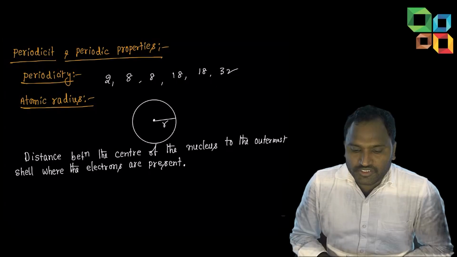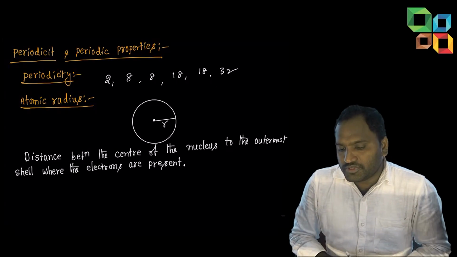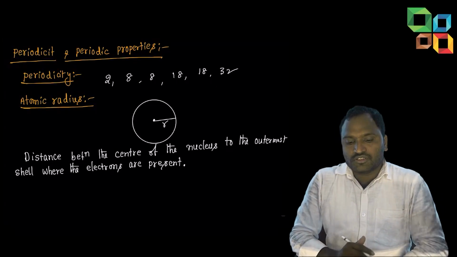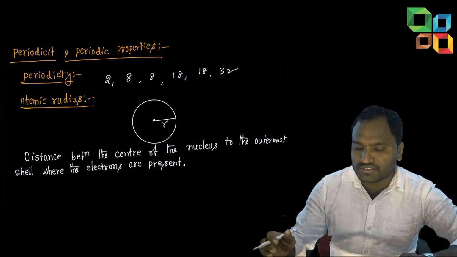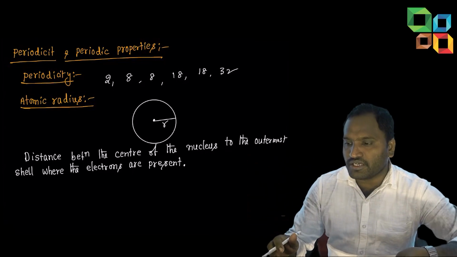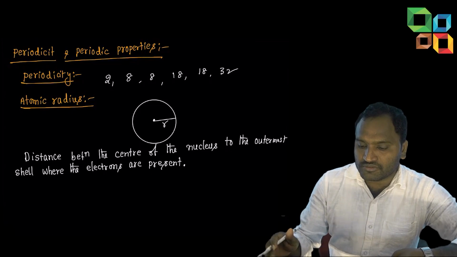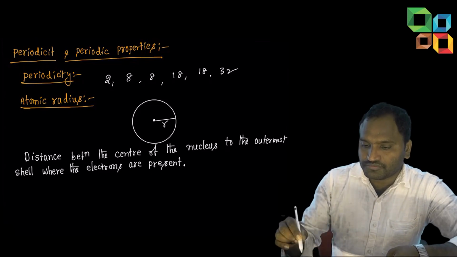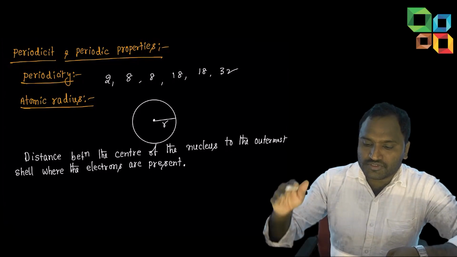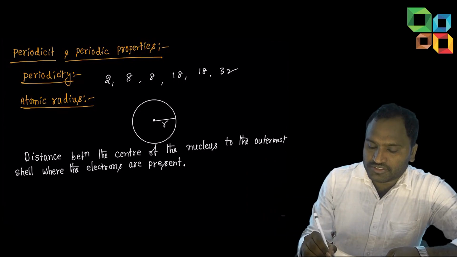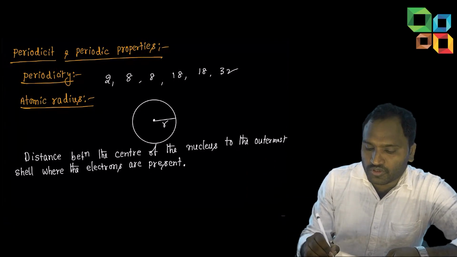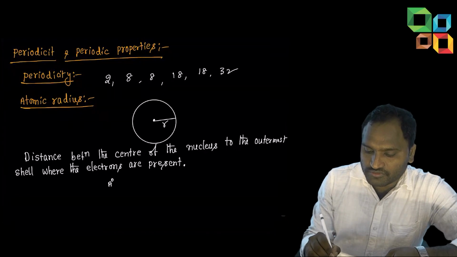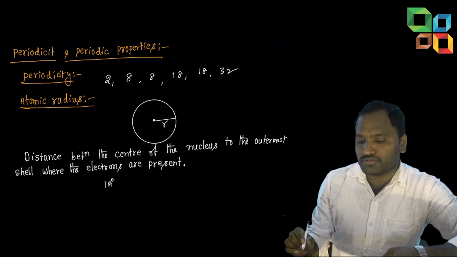So atomic radius is nothing but the distance between the center of the nucleus to the outermost shell where the electrons are present. At least one electron should be there, only then can we consider that shell. Next, this atomic radius, since it is very small, we measure in terms of angstrom units.